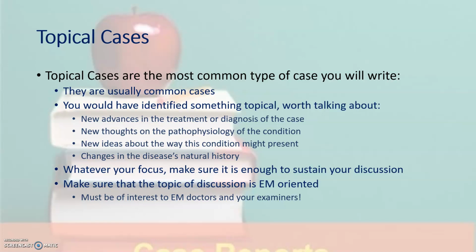This may be new advances in treatment or diagnosis of the case, new thoughts about the pathology of the condition, new ideas about the way the condition might present, or changes in the disease's natural history. Whatever your focus, make sure that there is enough to talk about that will sustain your discussion. Bearing in mind that your entire case report is 12 to 15 pages, and of those, probably about half of that is going to be a discussion.